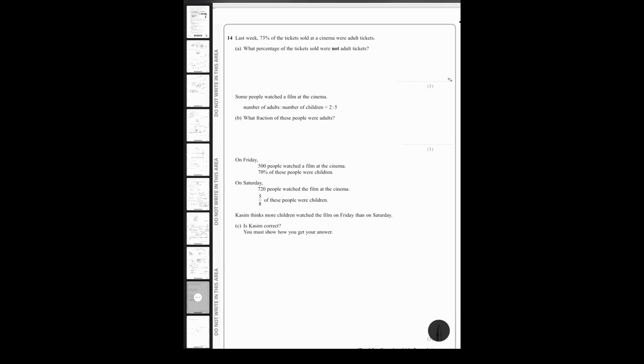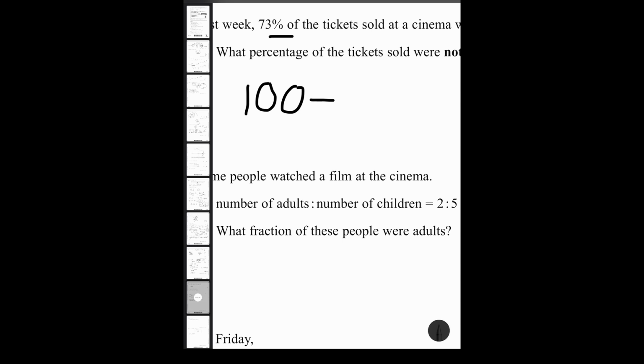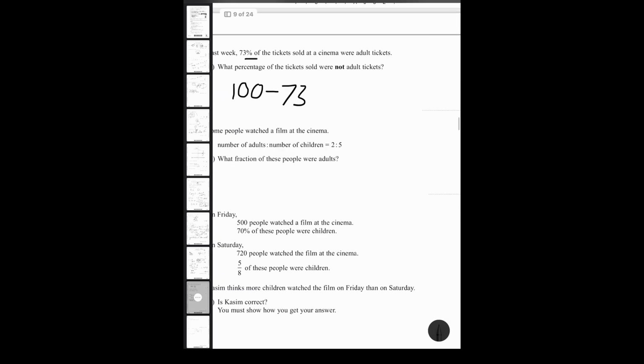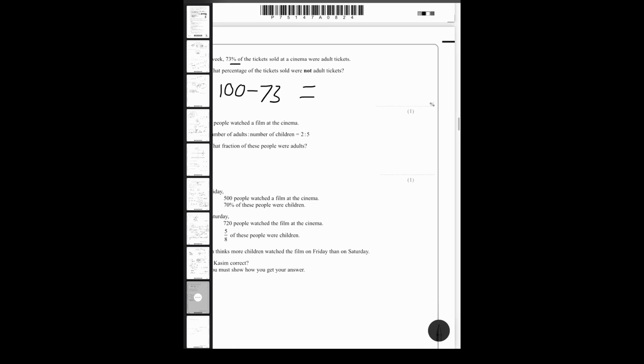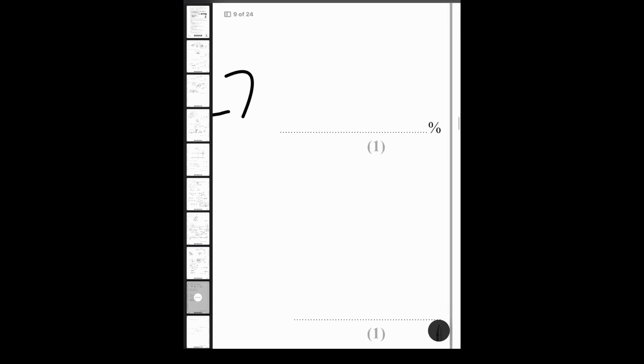Last week, 73% of the tickets sold at a cinema were adult tickets. What percentage of tickets were not adult tickets? So again, it's 100 minus 73%, right? We'll just slap the percent back on afterwards. What's 100 minus 73? So that is 27. But remember, 27%, so it's 27% here.